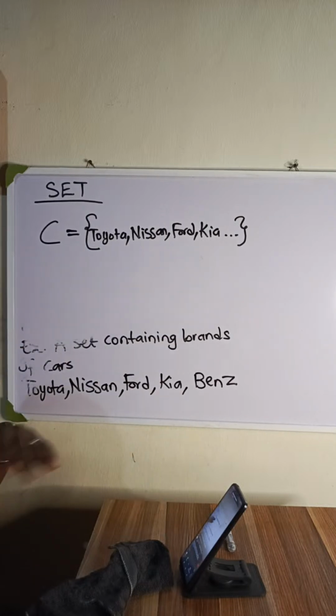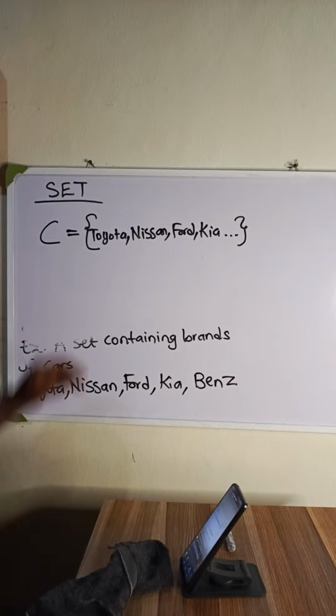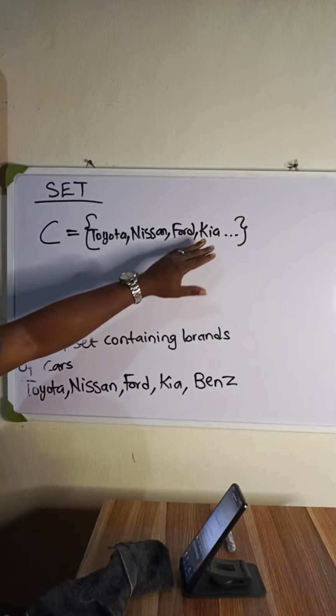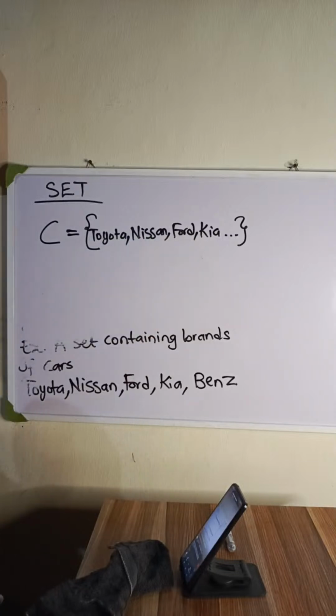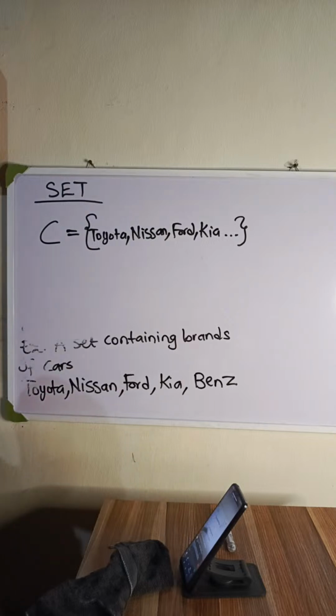Okay, I'm just hurrying through it because the focus is not on the introduction, the focus is on the calculations. Each of these members of this set are called elements. So the members of this set are called elements of a set. Instead of saying members of a set, it is more accurate to say elements of a set.